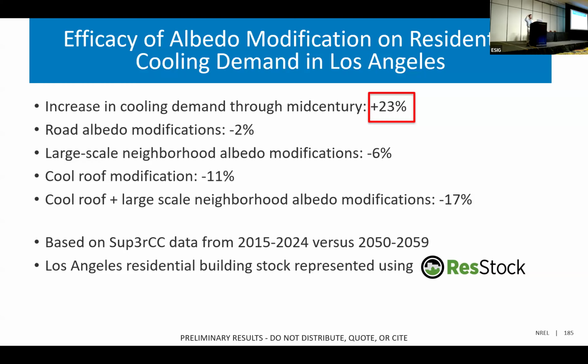If you were to install a cool roof on your roof, that impacts your building cooling demand by about 11%. So if you combine these, if you take the local climate impacts and your actual building thermal envelope impacts, you can see a total decrease of around 17% in cooling demand. It's not quite as big in magnitude as the increases in cooling required by increases in temperature.